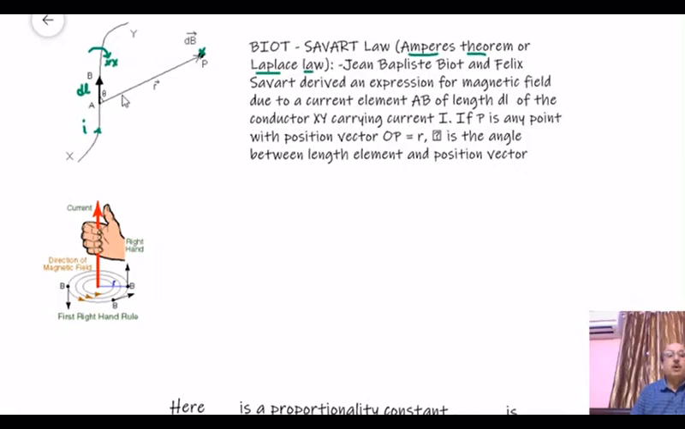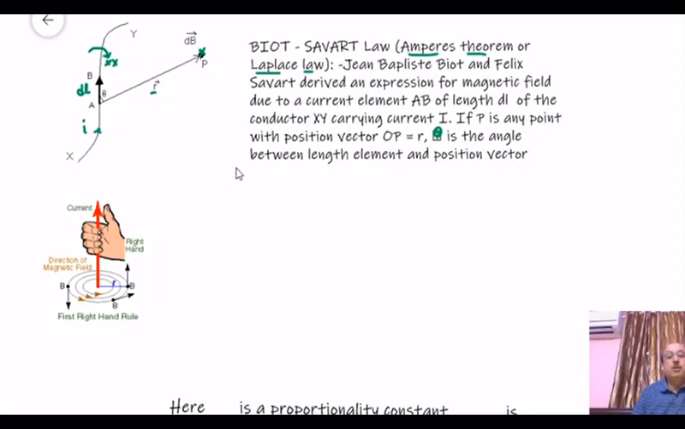The line joining the element to P is represented by r, and the angle between them is theta. Here theta is the angle between the element length AB and the line of joining AP.